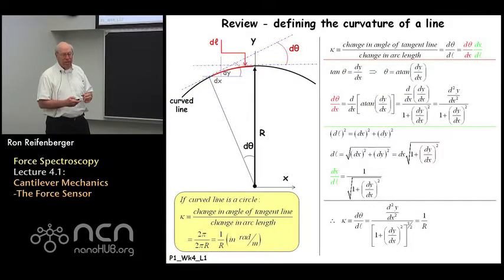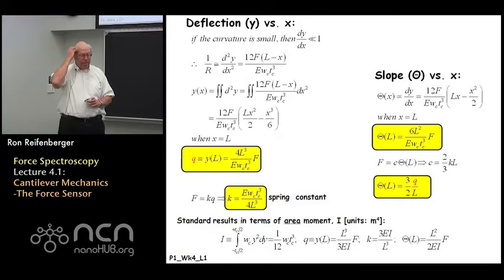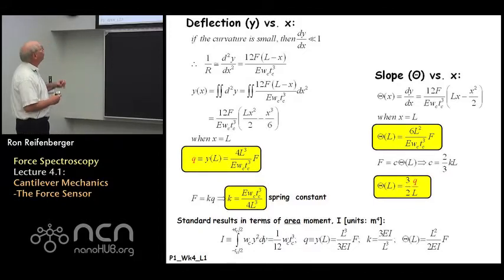So why do you care about this? Well, generally speaking, if the curvature is small, then the derivative of the line with respect to x, or the derivative of the curvature of the cantilever with respect to x, that derivative is essentially equal to 1, and that allows you to simplify the expression for the radius of curvature that I derived on the previous slide. That gives you then a differential equation that you have to integrate in order to calculate y as a function of x. So that's shown as the top equation on this slide.